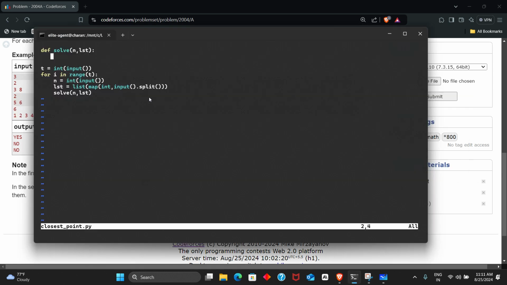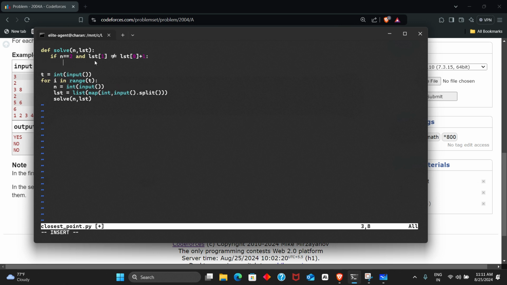So if n is the length, if n equal to 2 and list of 1 is not equal to list of 0 plus 1, what does that mean?